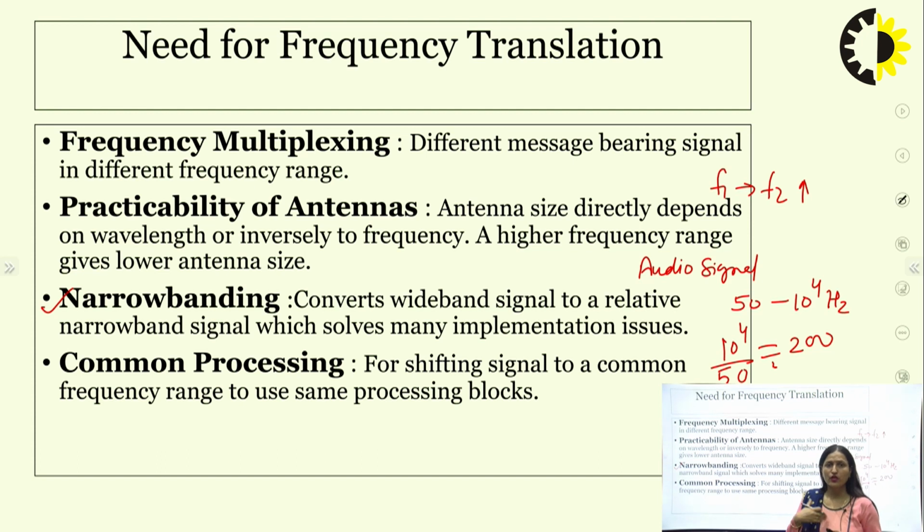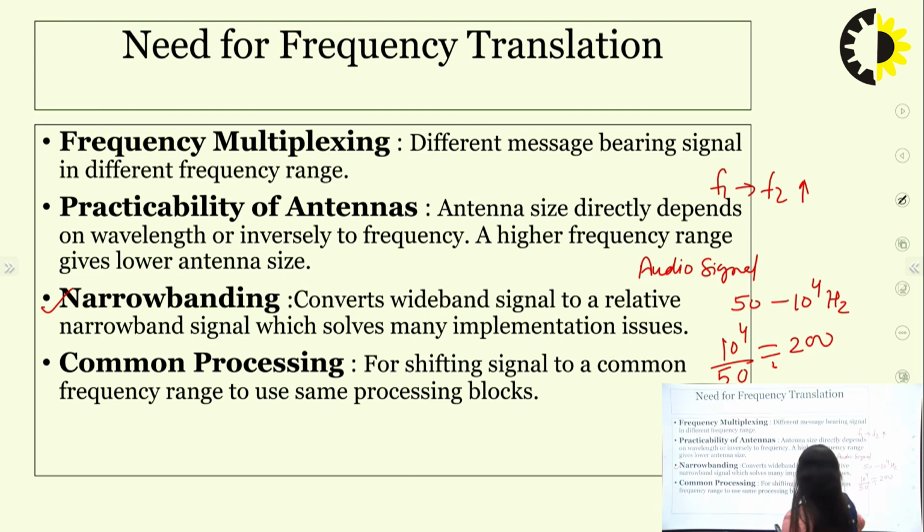So it means if we want to transmit a signal, for the low frequency the antenna height is very large, but for the high frequency the antenna size is small. So we require different antenna sizes for different frequencies, or we can say higher and lower frequency. So what we can do is transmit this signal at a higher frequency.